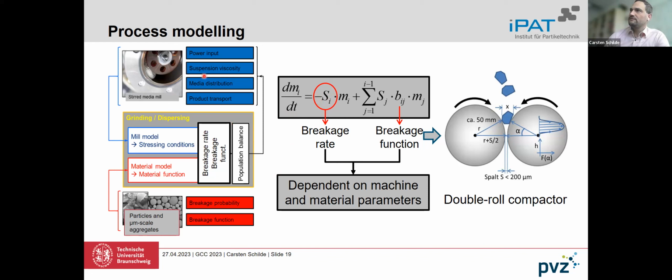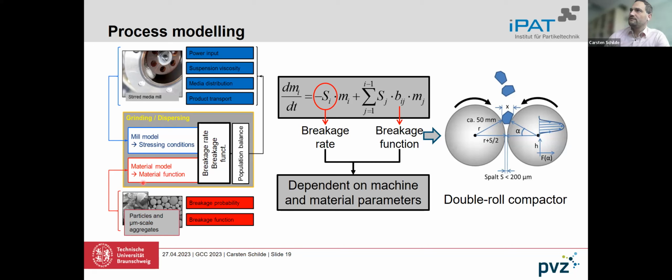As you remember from the start of this talk, we have the process model, which is depicted here in blue, and we have our material model in red. The machine model is based on the stress energy distribution, and of course also on other parameters, but we can try to describe the breakage rate of our population balance system using this kind of stress energy distribution.